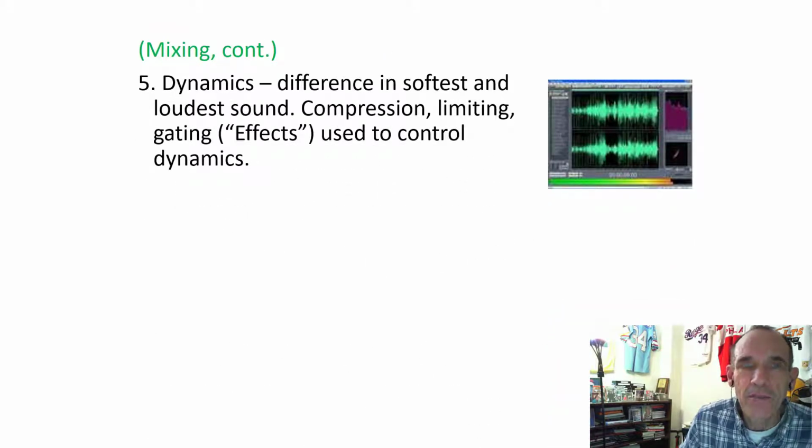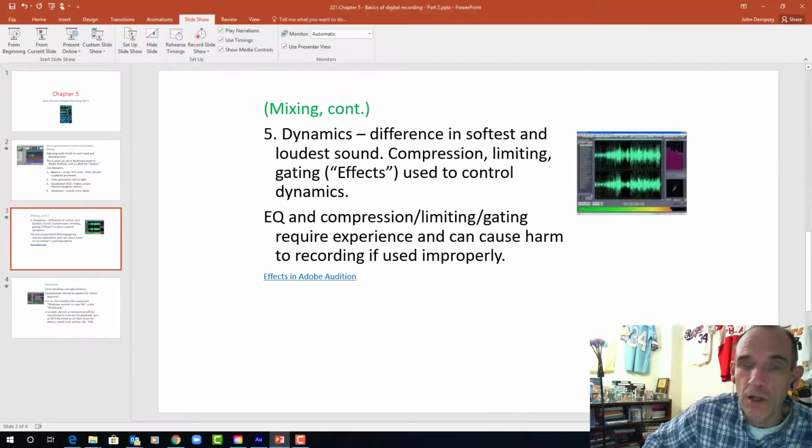And then dynamics, the difference between the softest and the loudest sound. This is affected by compression, limiting, and gating. Again, you find these in effects in Adobe Audition, and compression, limiting, and gating are used to control the dynamics, the difference between the softest and the loudest sound. Now, this is something that would be of more use in producing music, in particular classical music, because music is more concerned with dynamics.